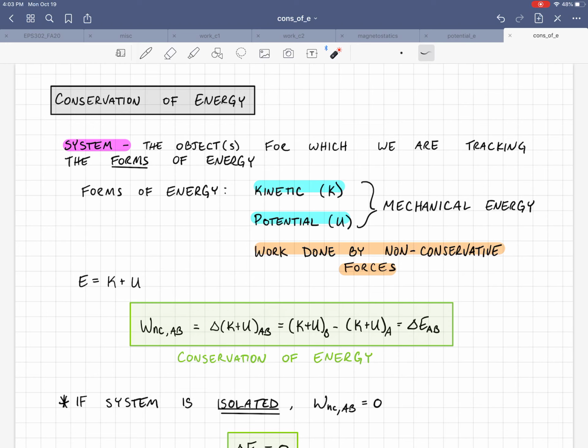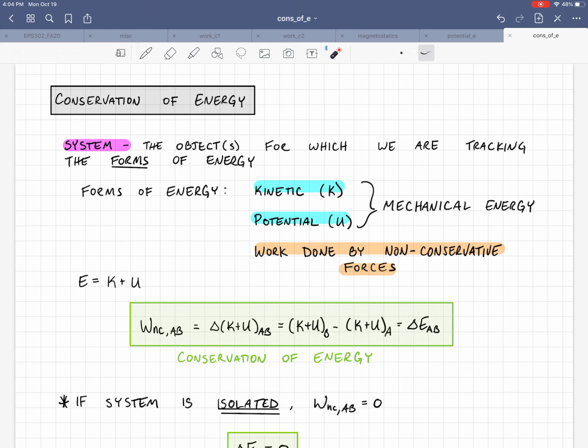A system is the object or the objects that you've identified for which we're tracking or cataloging the forms of energy or the total energy in a given problem. Your system can be as small as one particle, one object, or one atom, and it can be as large as the entire universe. Defining your system is going to be important because that's going to determine what energy terms show up when we think about the total energy of our system.